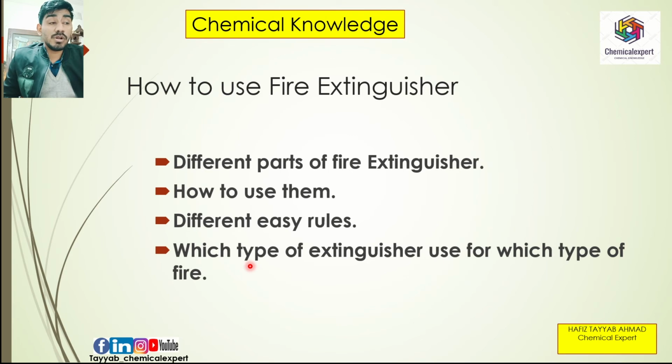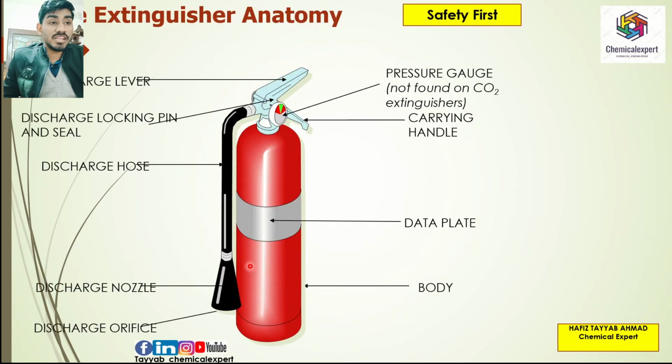Let's move on. First, I decided to teach you the different parts of a fire extinguisher. One is the discharge lever you can see over here. The second one is a lock, the pin, which we have to remove before using the fire extinguisher. Then the hose, the pipe, with a nozzle and discharge orifice, and we should put this orifice at the base of the fire. I will tell you later on.